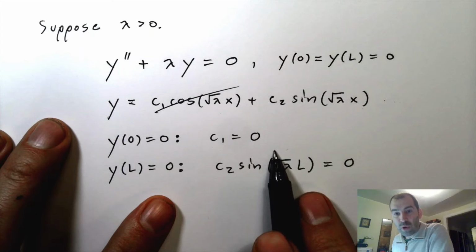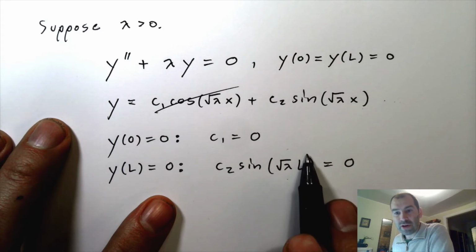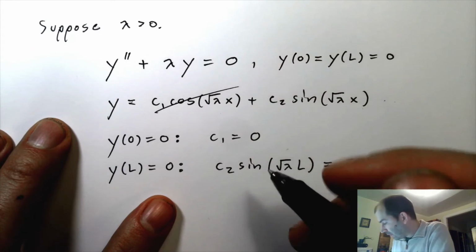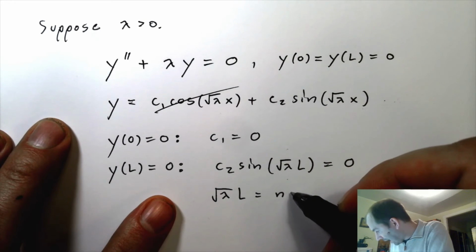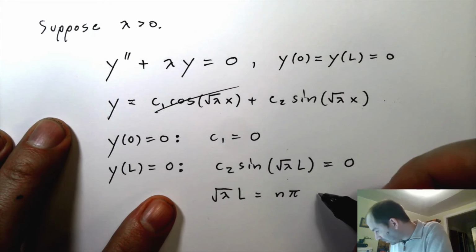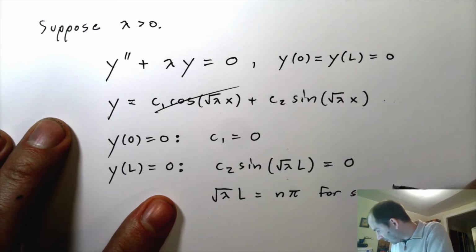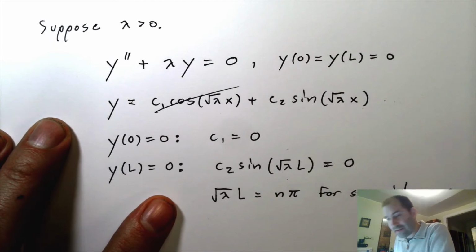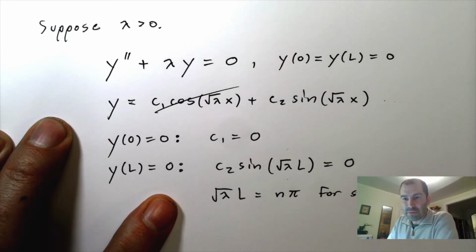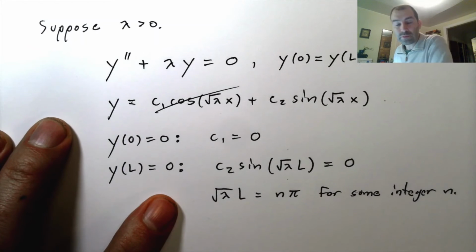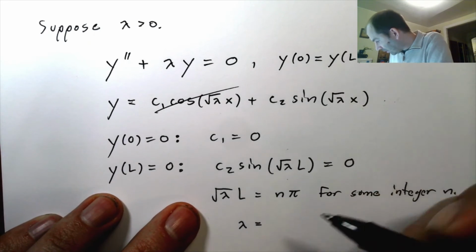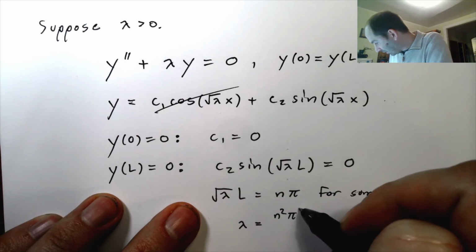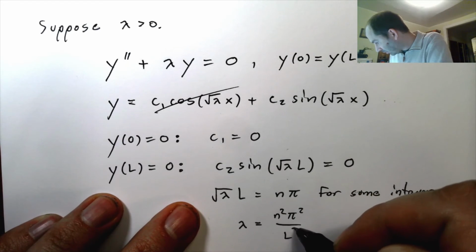Well, if what's in here is a multiple of pi, right? So that being 0 must mean that this is some n times pi for some integer n. Let me move out of the way. Okay, well, we can solve this for lambda here. That means that lambda is equal to n squared pi squared over L squared.